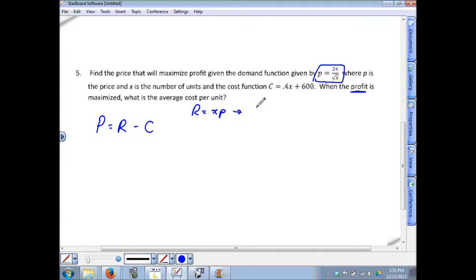So this is x times 24 over the square root of x. And this is equal to 24 times the square root of x. That's the revenue now. So the profit is going to be the revenue, which is 24 square root of x, minus the cost, which is 0.4x minus 600.